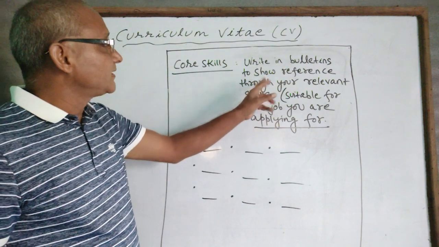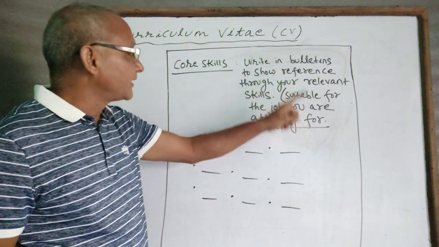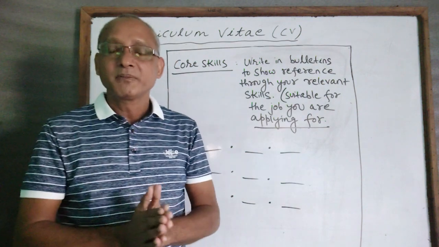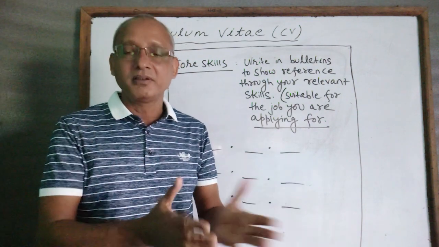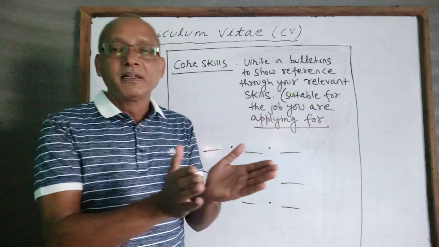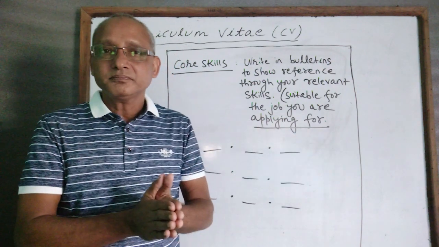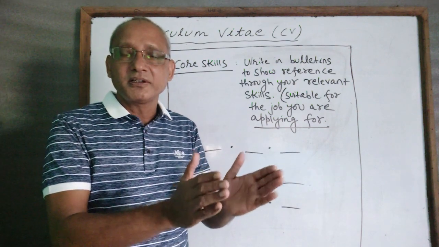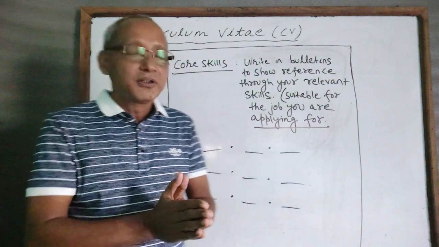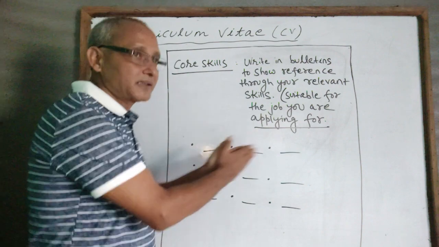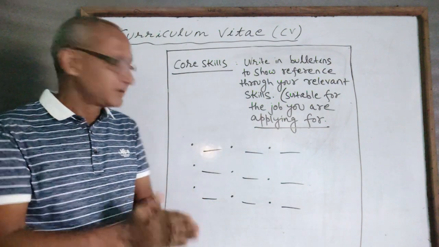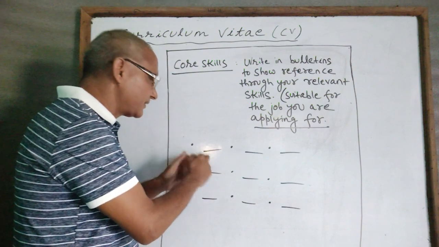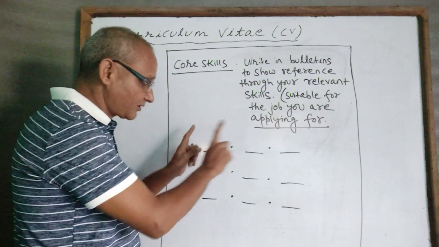So present those types of skills in bullet form, writing bullets to show your relevant skills which are suitable for the job you are applying for. For example, if you are applying for a secondary English teacher, it doesn't mean that you say you are a good mathematician. That skill of mathematics is not to be listed here, because the subject is totally different.